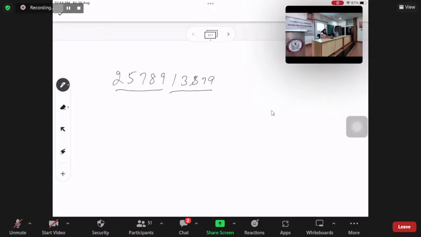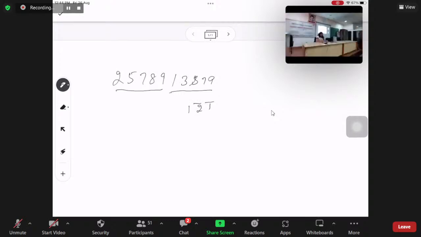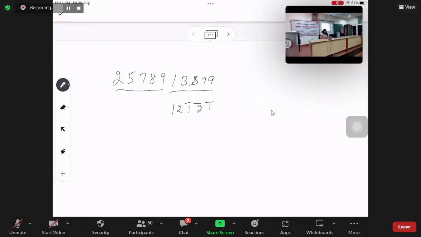Same method. 10 minus 9 is 1, so 1 bar. 9 minus 7 is 2, 2 bar. 9 minus 8 is 1, 1 bar. See, 1, 3. Now, next number is 3. It is less than 5. So, what we do? We do not take its vinculum. We just subtract 1 from it. So, we have 3 minus 1 is 2 and write 1.